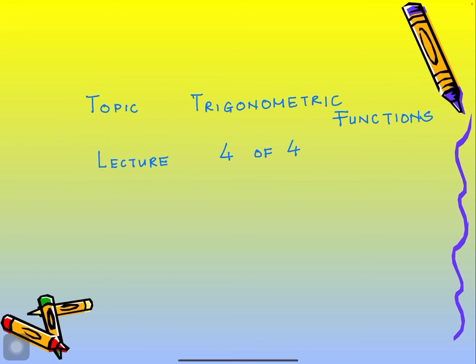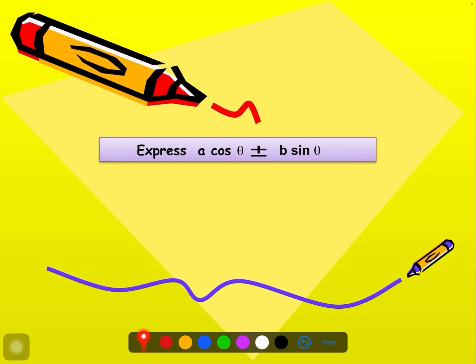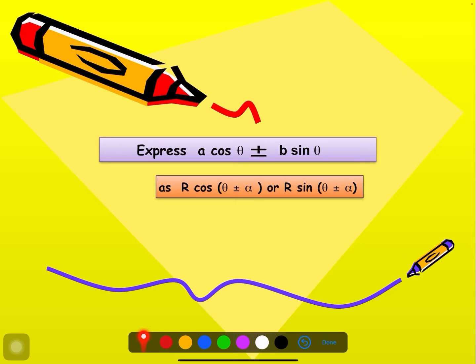Topic: Trigonometric functions. Lecture 4 of 4. Express a cos theta plus or minus b sin theta as r cos theta plus or minus alpha, or r sin theta minus alpha, and solve a cos theta plus b sin theta equals c.